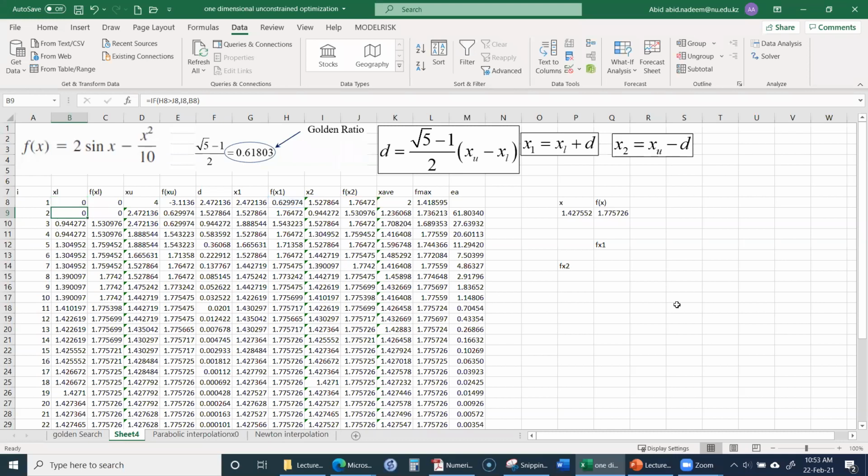Do you have any questions regarding this? No. So I hope you can understand it well. Then you can try to do it on Microsoft Excel, and it will be easier for you to imagine it.